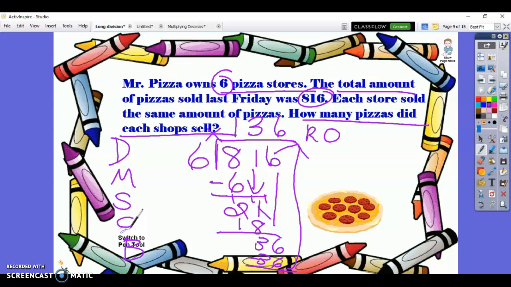So therefore, if I have 816 pizzas and I divide it by 6, I'm left with 136. If you pause the video, check and make sure that your answer is correct and your work is there.